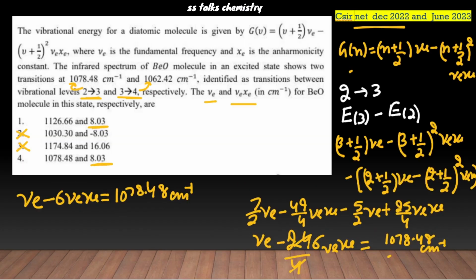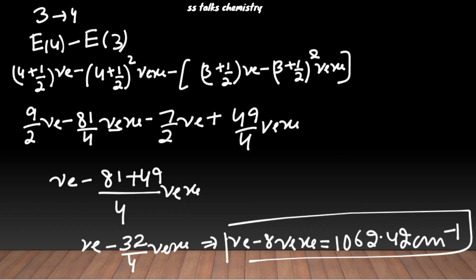Now from the options, 1126.66, the first option will be the right one. Here some different value was given, so the fourth will be eliminated. Okay, so this is how this question was to be solved. I hope it's clear. Now moving to the next one.